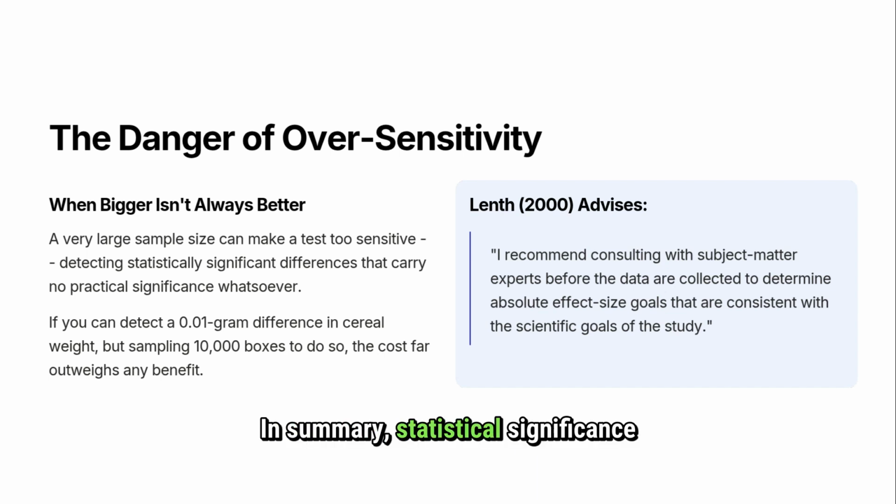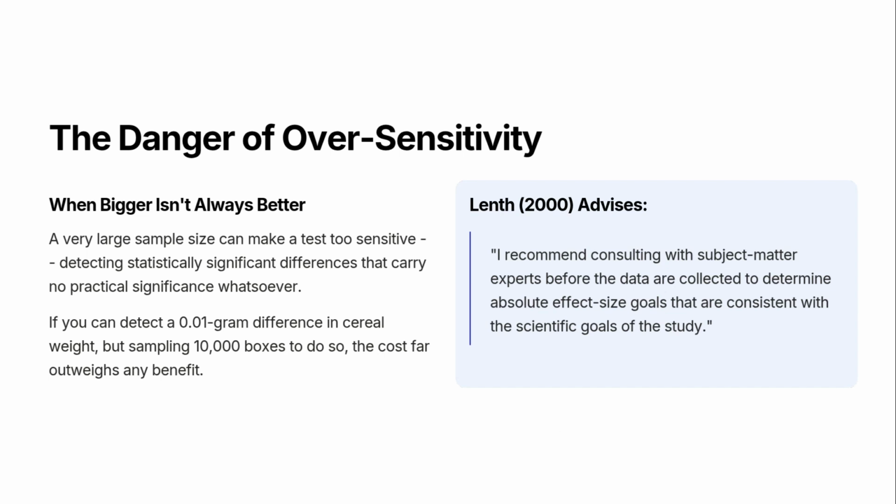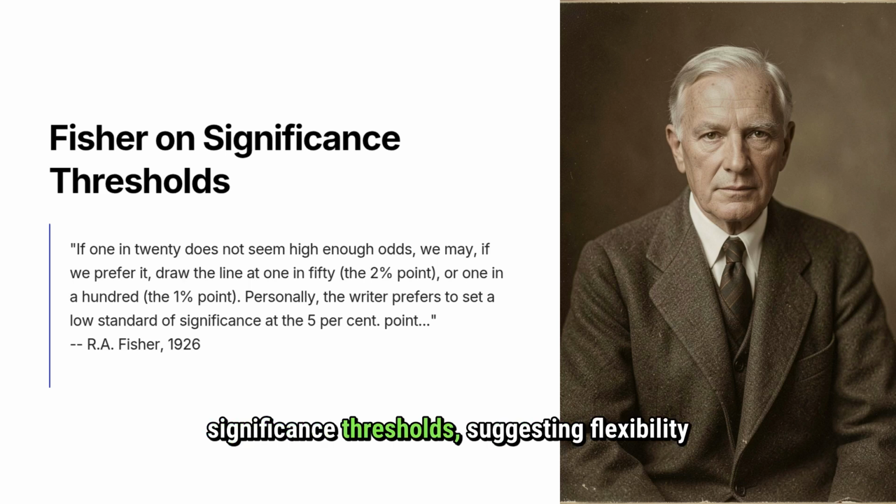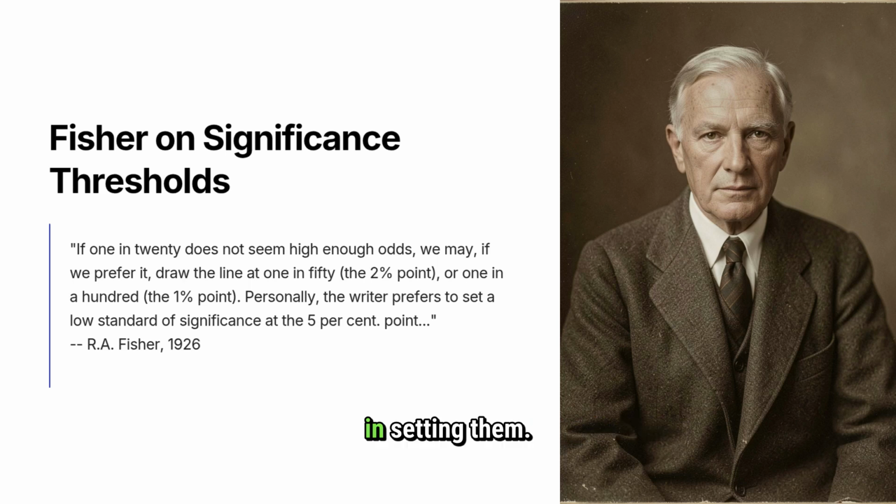In summary, statistical significance should always be balanced with practical significance to ensure that study results lead to valuable and actionable decisions. R.A. Fisher, in 1926, discussed significance thresholds, suggesting flexibility in setting them. He preferred a 5% significance level, but acknowledged alternatives like 2% or 1% for stricter criteria. This highlights the importance of choosing appropriate thresholds based on study needs.